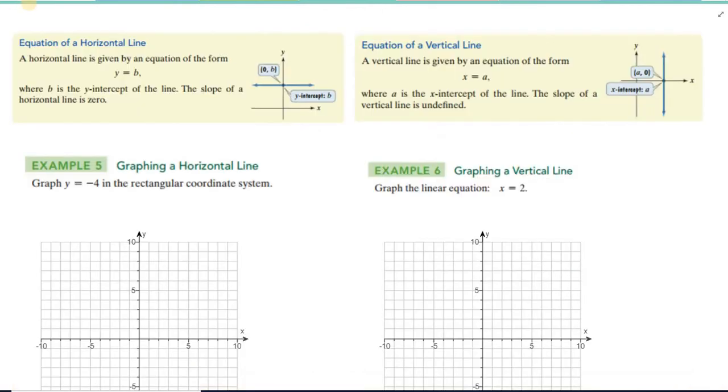Here we have example 5 and 6. So now we want to graph the equation of a horizontal line, and the equation of a vertical line.